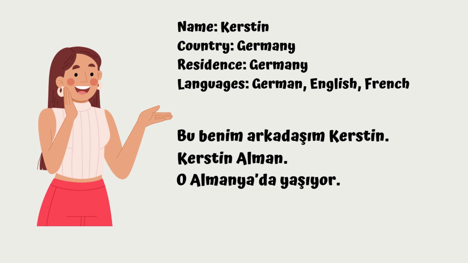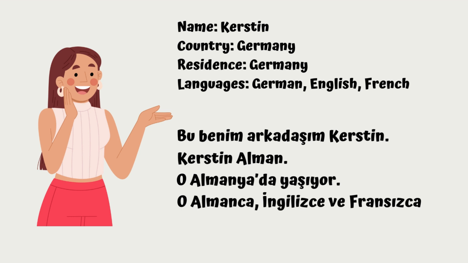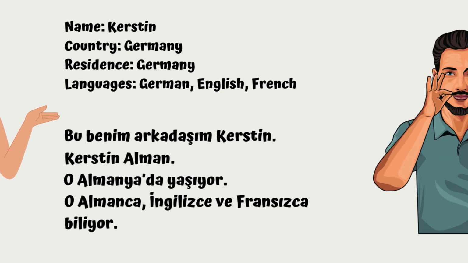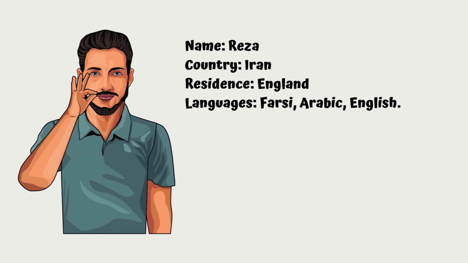And then last one, she speaks German, English and French. So we're gonna use the word biliyor. Yep. O Almanca, İngilizce ve Fransızca biliyor. Okay, let's try again. And this time we have Reza. He's from Iran, so he's Iranian. He lives in England and he speaks Farsi, Arabic and English.